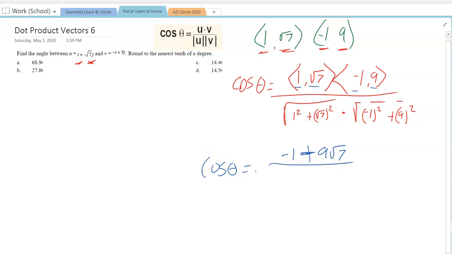In the denominator, the magnitude, 1 squared is 1, square root of 7 squared is just 7, so 1 plus 7 equals 8, so square root of 8. And here I get a 1 and an 81, so square root of 82. So then I just need to plug in my calculator. You might want to use Desmos calculator where you can type this all in at the same time, because if you have to go piece by piece from some phone calculators, it does get a little bit harder.